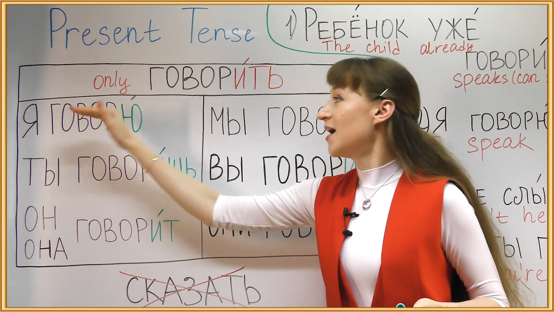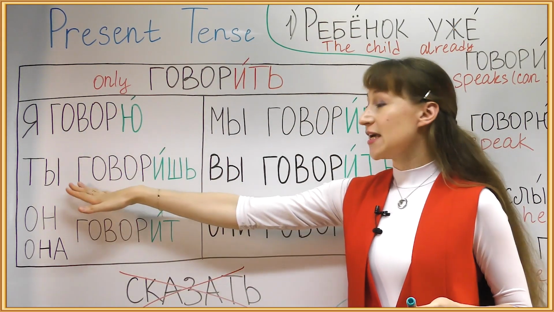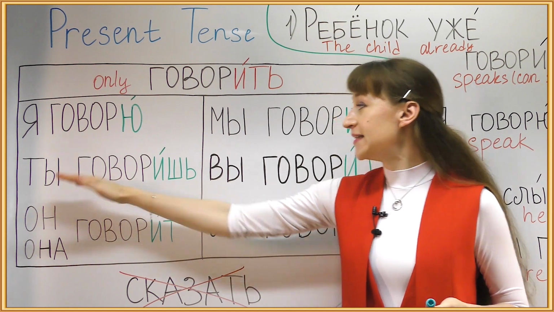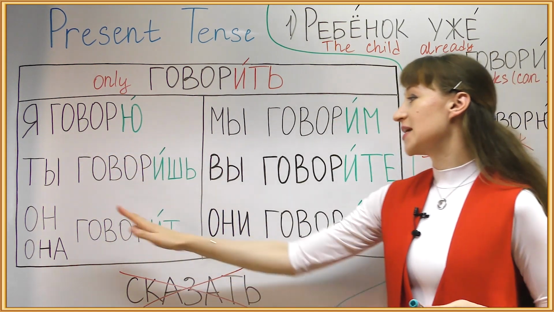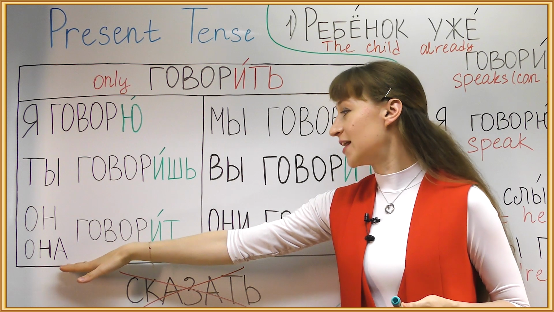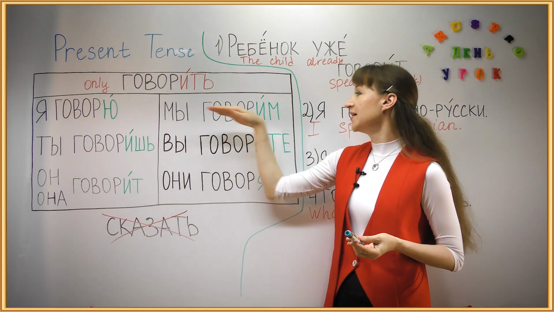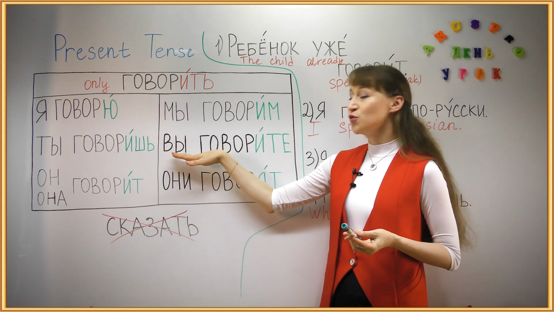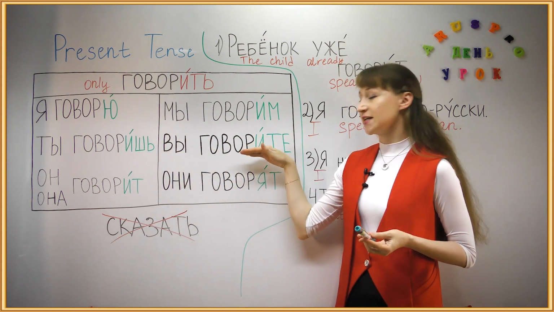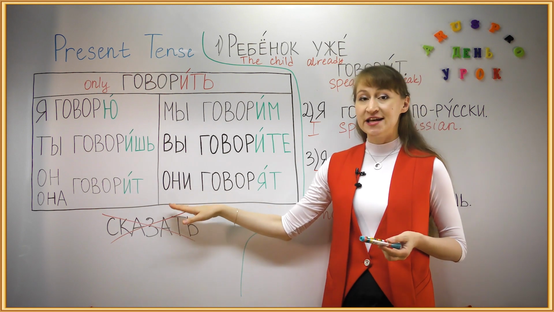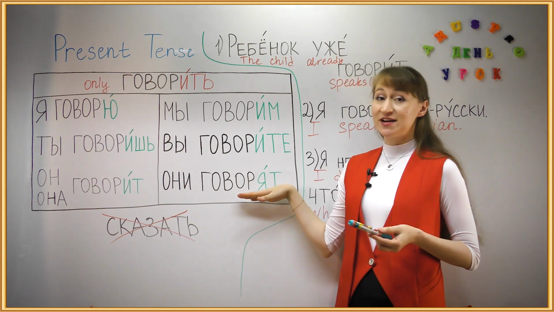I. Я говорю. You, informal. Ты говоришь. He, she. Он, она говорит. We. Мы говорим. You, formal. Вы говорите. They, они говорят.